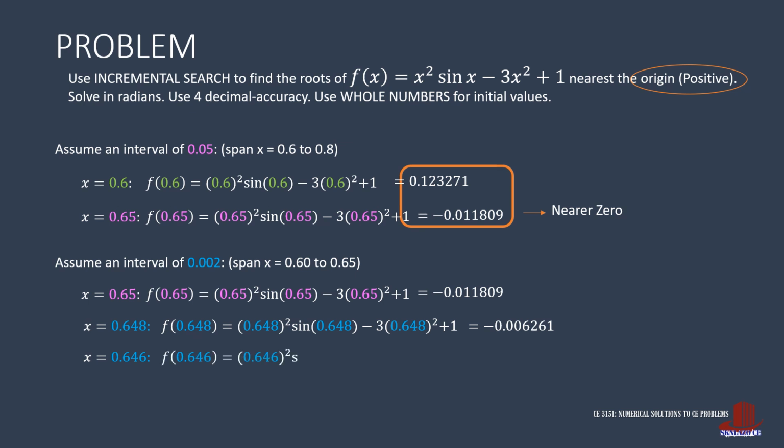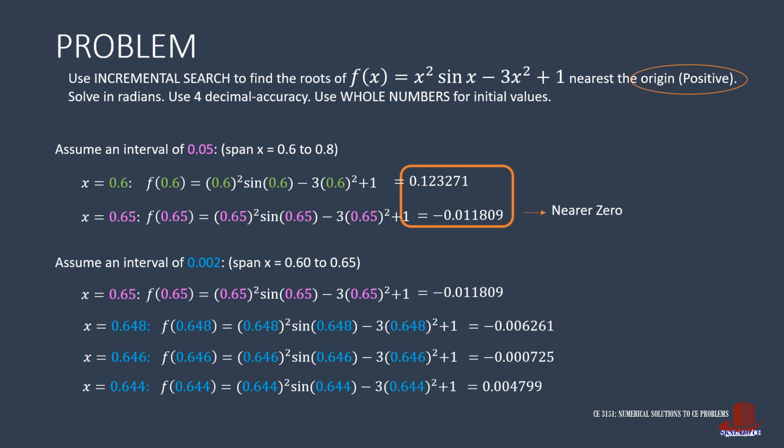Another negative, so we keep on iterating using 0.646 this time. The function then is 0.646 squared with sine of 0.646 minus thrice of 0.646 squared plus 1, giving negative 0.000725. Another negative. Let's try 0.644, where when plugged into the function this time, f of x becomes 0.004799, a positive, which means we stop our iteration. And comparing the last two iterations, we are gonna use x of 0.646 as reference, as it is nearer 0.